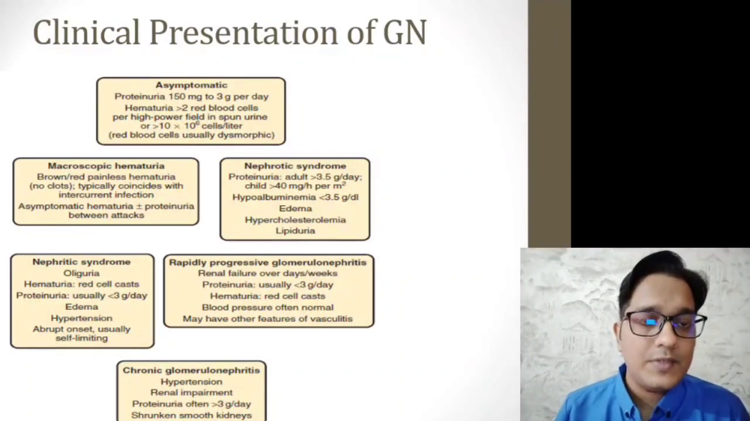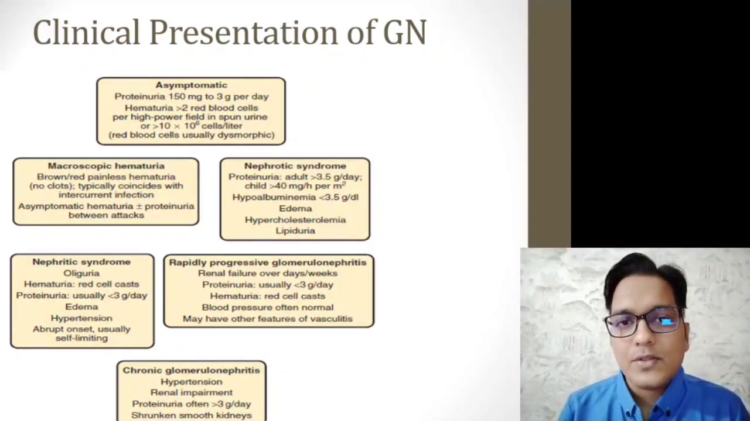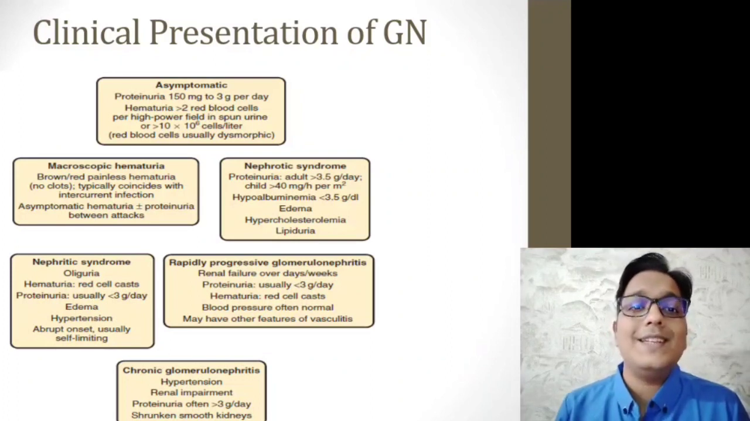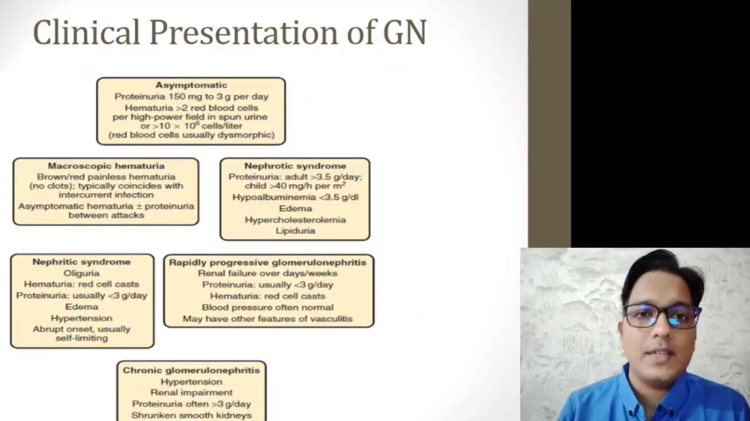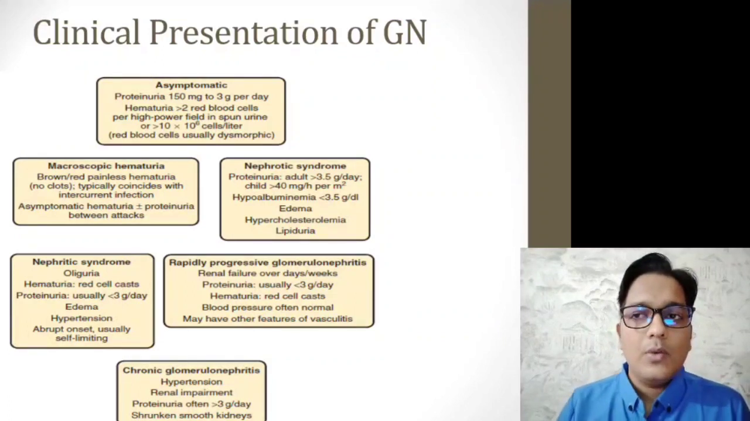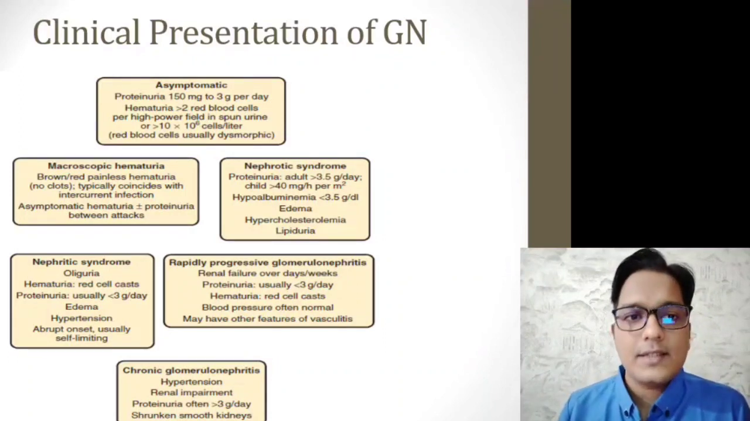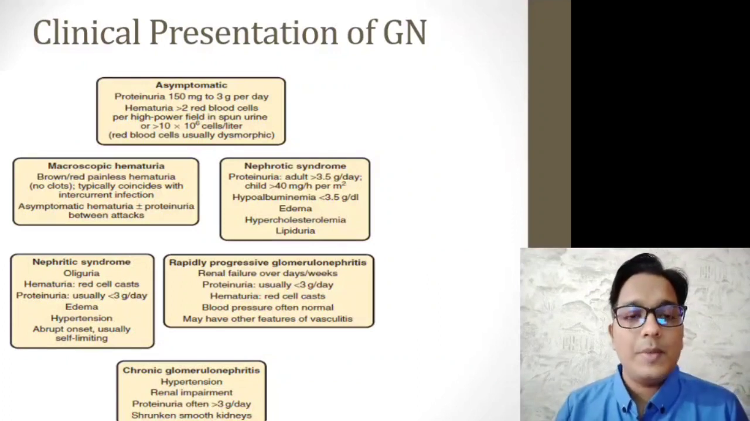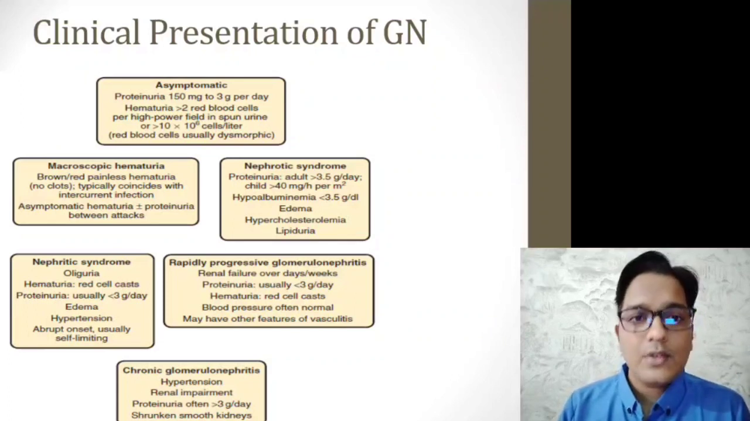Other than these 5 things, the other presentation may be chronic glomerulonephritis, where we can find the patient in chronic kidney disease. There are some common features of chronic kidney disease, like anemia, weakness, lethargy. With this, the patient comes to us and we find after the investigations that he has chronic glomerulonephritis, which may present with hypertension, and there is renal impairment, there may be proteinuria, and in ultrasound, that is the most important thing to diagnose the chronic kidney disease. The ultrasound shows shrunken, smooth, small kidneys.